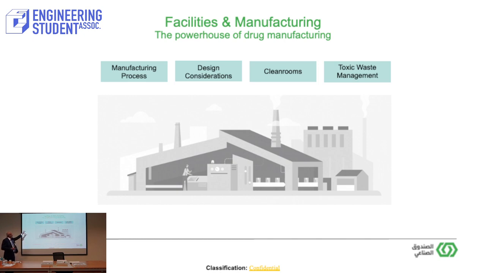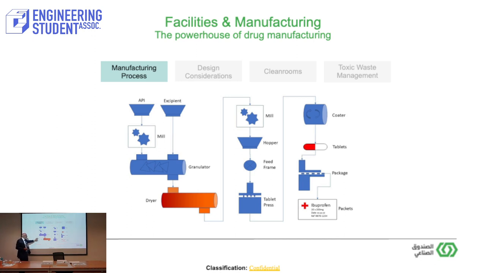So basically, these are the factors which you consider in the facility management. We won't go into the process very deeply, but this is a flow chart for a tablet manufacturing line. This is the tablet press and this is the packaging. If we have time and if everyone is still keen, we can have the videos running, so we will show you what exactly.